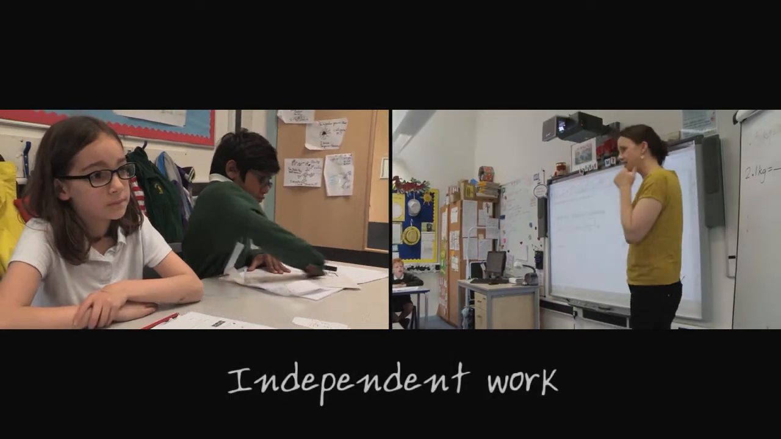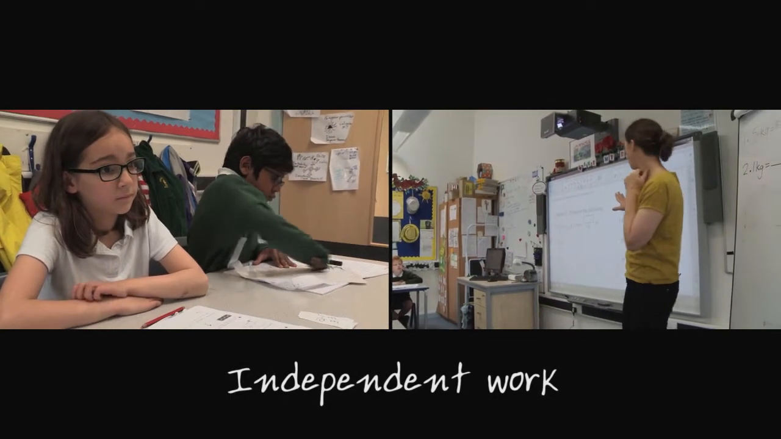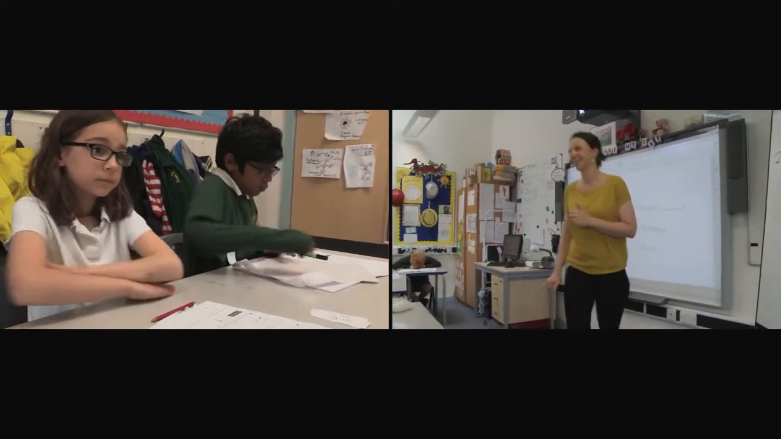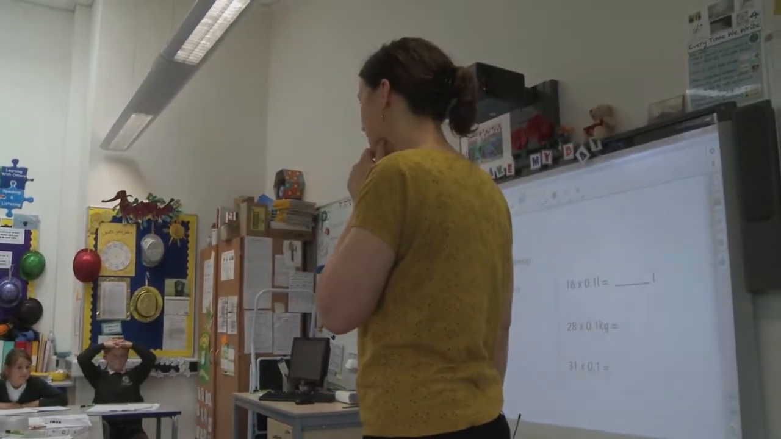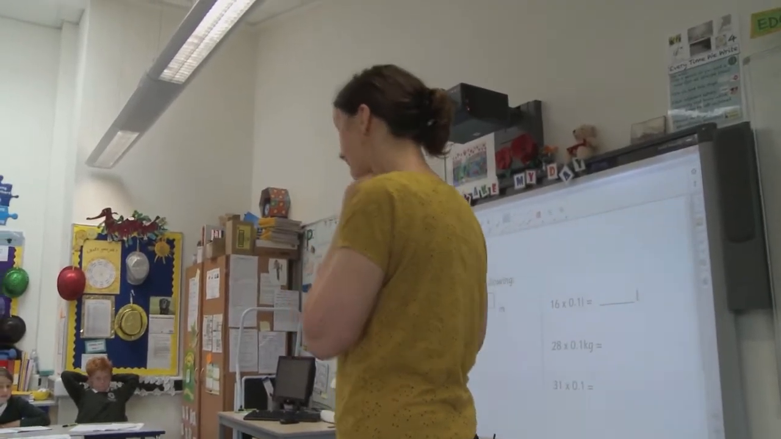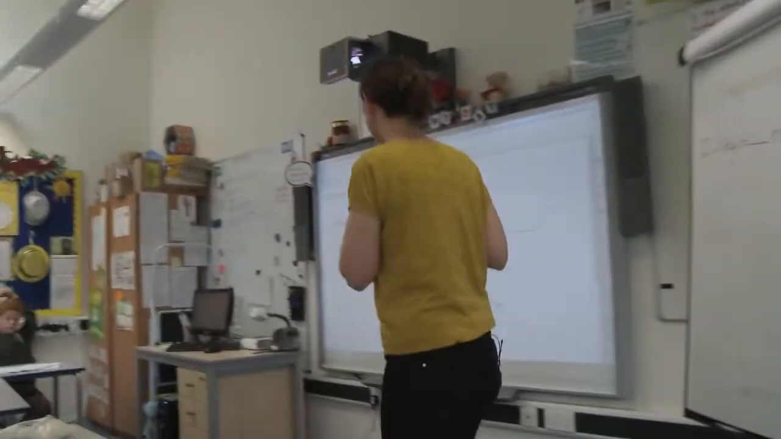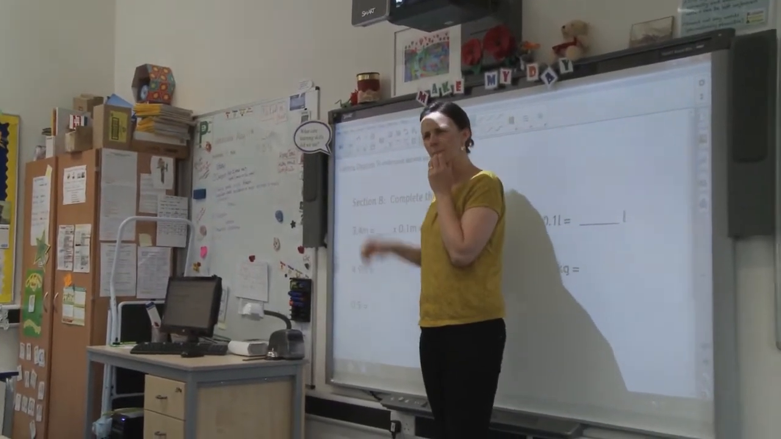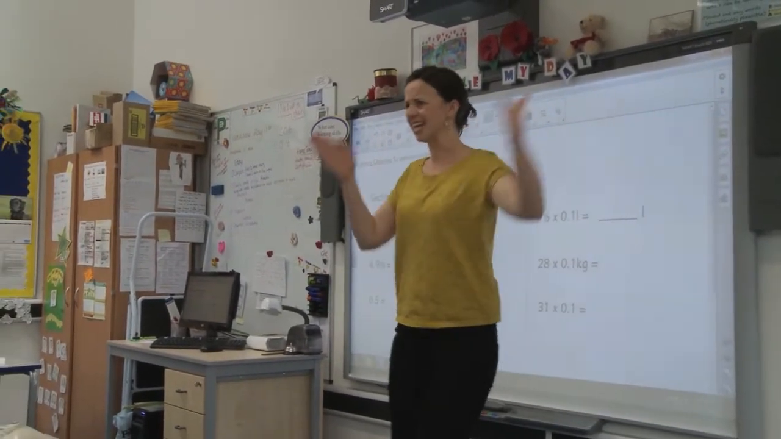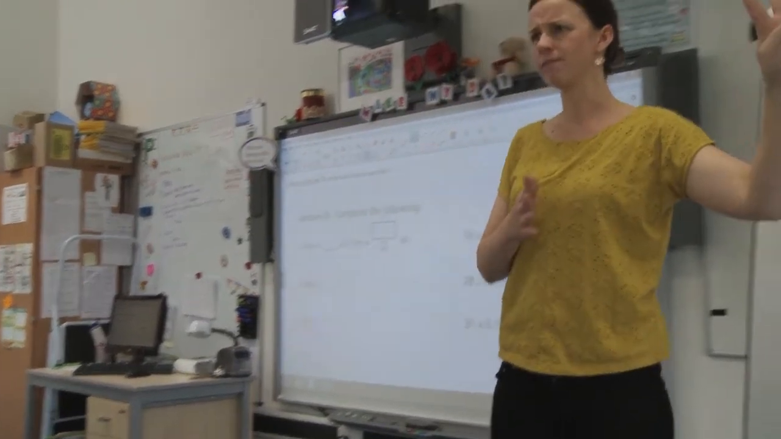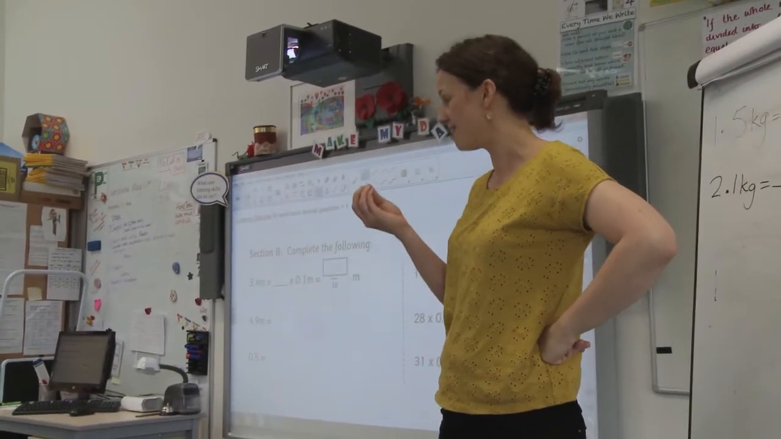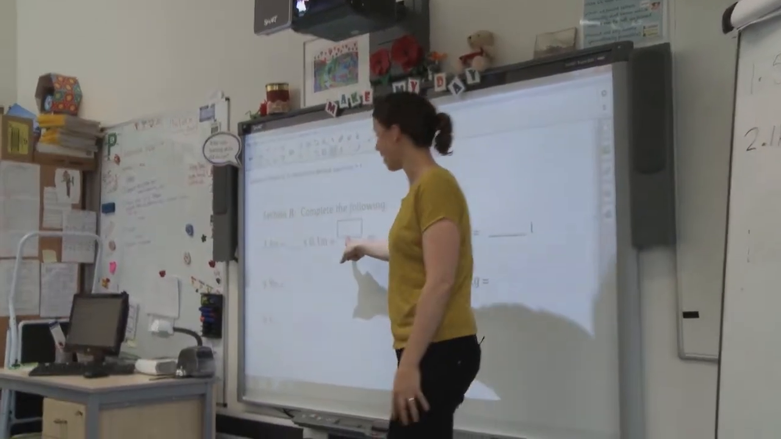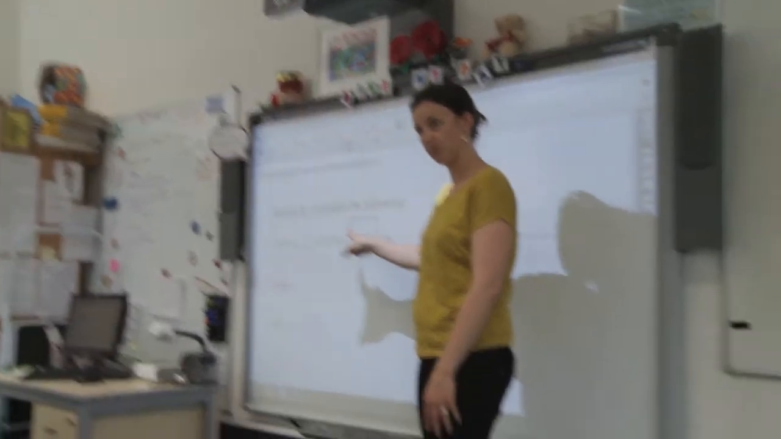You're going to be doing a bit of independent work now, and you're going to be looking at these decimal numbers and thinking about how I would make them up out of tenths. So you're going to be thinking about 3.4 metres and thinking, in 3.4 metres, how many tenths of a metre are there? And if you want to write it as a fraction as well, fantastic.